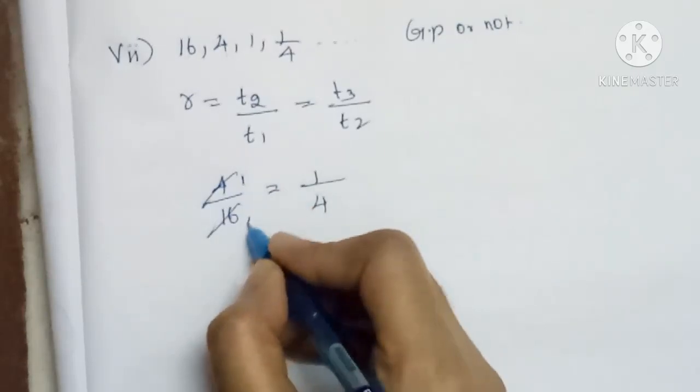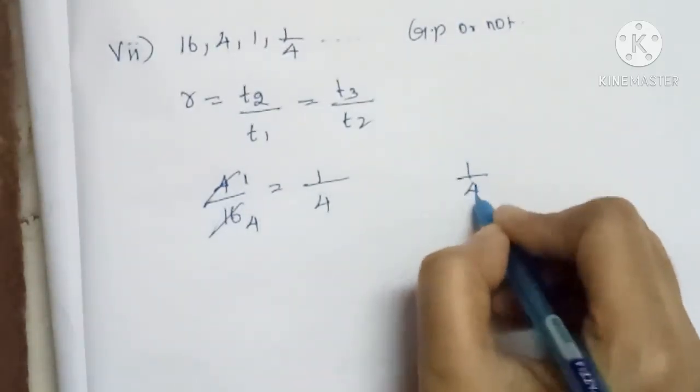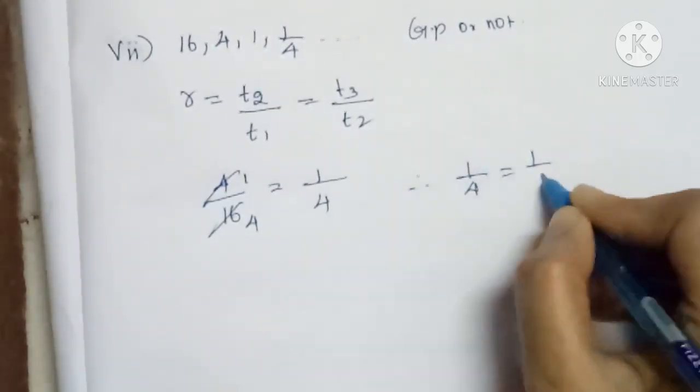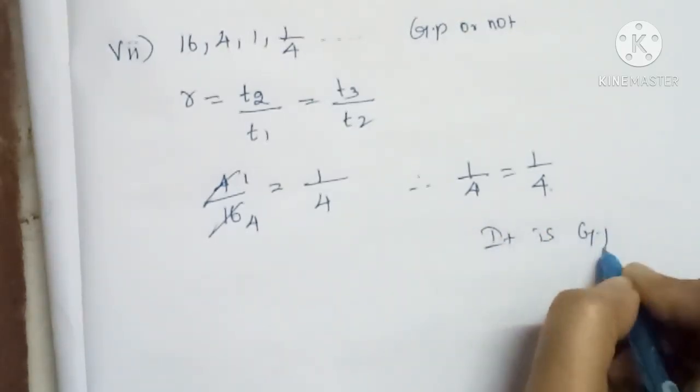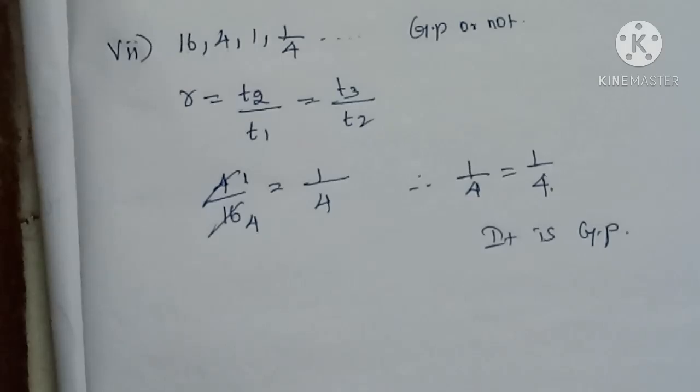Cancel this, 1 times 4 times. So 1/4 is equal to 1/4. Both are equal. That means it is GP. This sequence is a geometric progression.